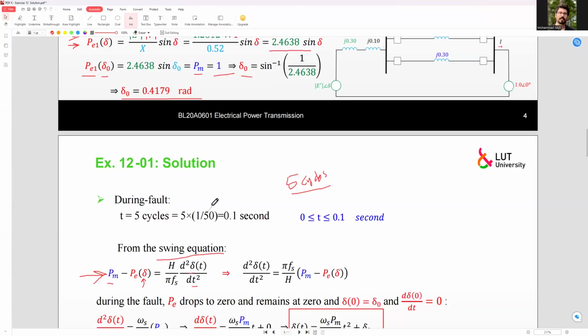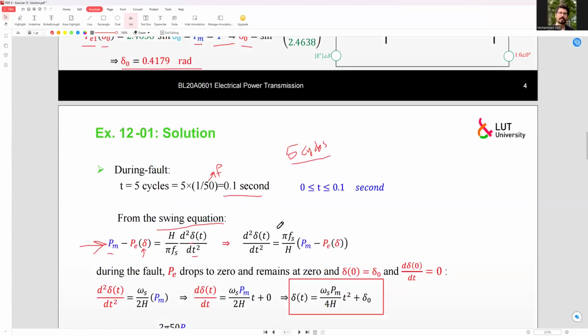Then we have the frequency, which can be used to calculate the total duration of 5 cycles. So it should be 0.1 seconds. So in 0.1 seconds, we open the circuit breakers. And in this condition, we use the swing equation to find the equation for electric power of the generator. So this equation easily can be converted to this one.